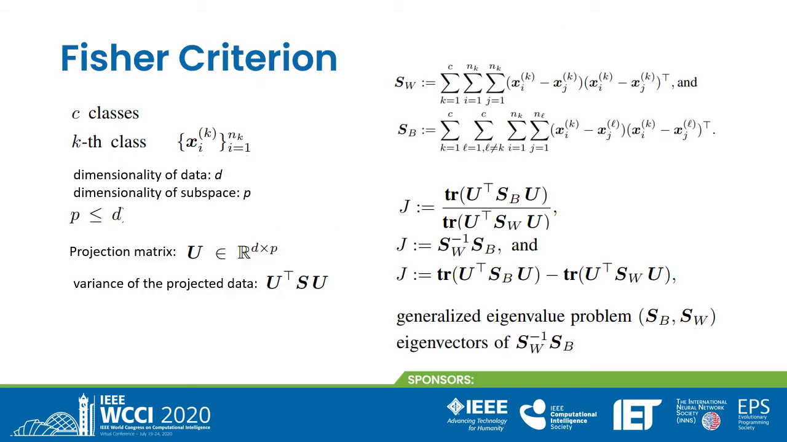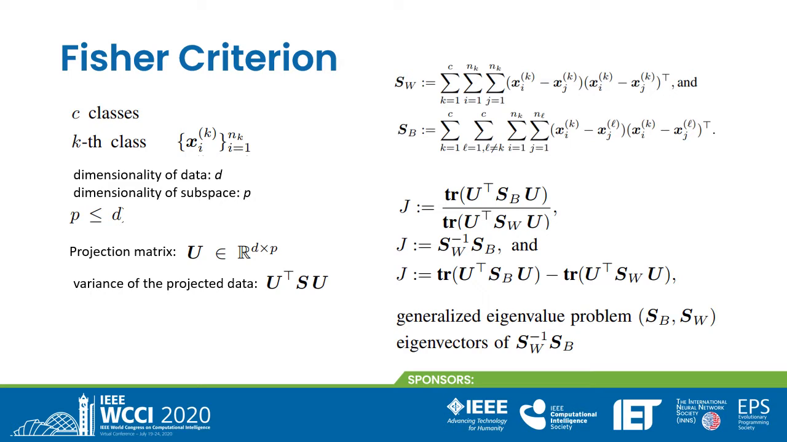Assume that we have C classes, and the samples of the kth class are denoted by the superscript k in parentheses. The dimensionality of data is denoted by d, and the dimensionality of the subspace is denoted by p, where p is less than or equal to d. Consider a projection matrix to the subspace denoted by U. It can be shown that the variance of projected data is U transpose SU because of the quadratic characteristic of variance. The within scatter and between scatter, or the intra-class and inter-class variances, are denoted by SW and SB respectively.